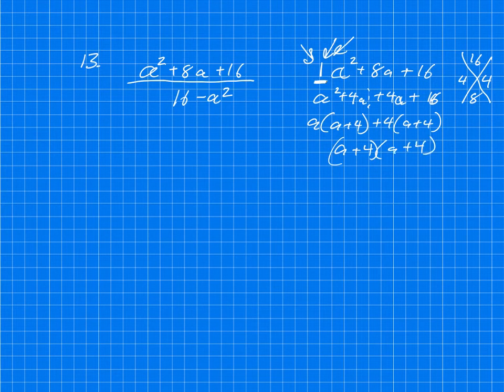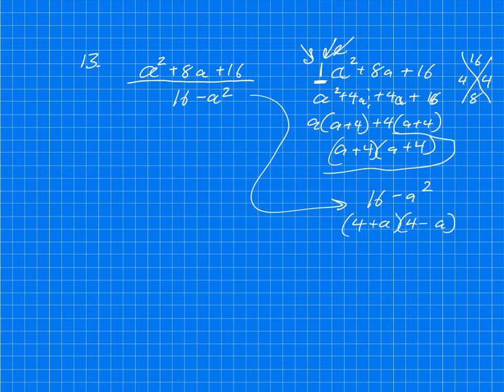The 16 minus a squared in the denominator is going to be a difference of two squares. Hopefully you haven't forgotten what that is. So to do this, I take the square root of the 16 and I put it in the front. And then I take the square root of the a squared, and I put it in the back. And I make one plus and I make one minus. So now I've got this for my numerator and I've got this for my denominator.